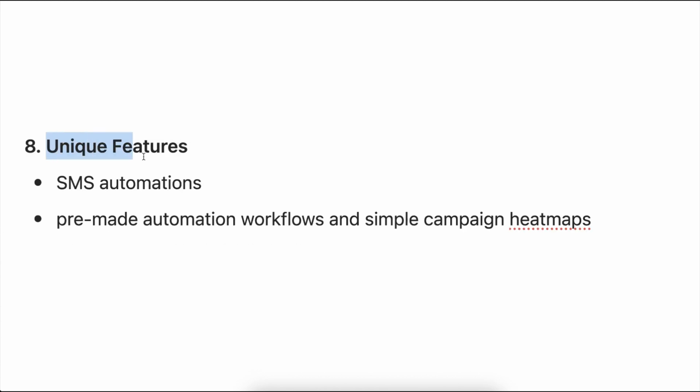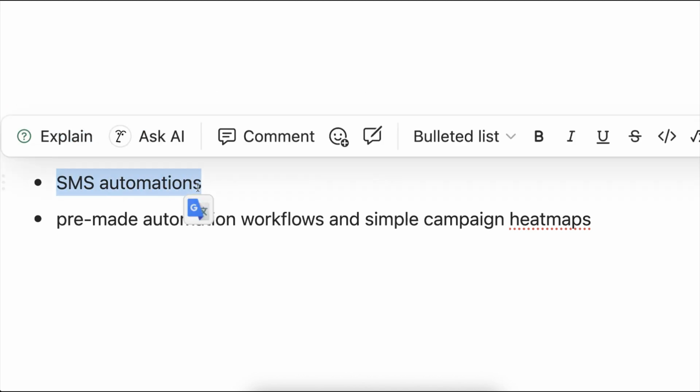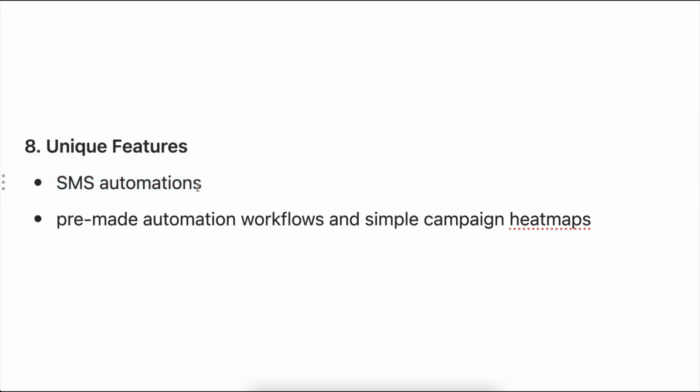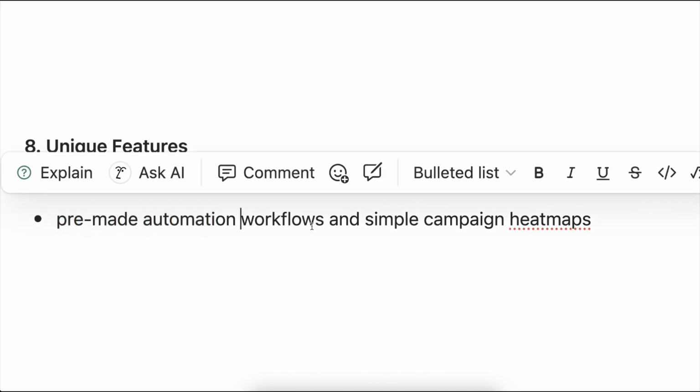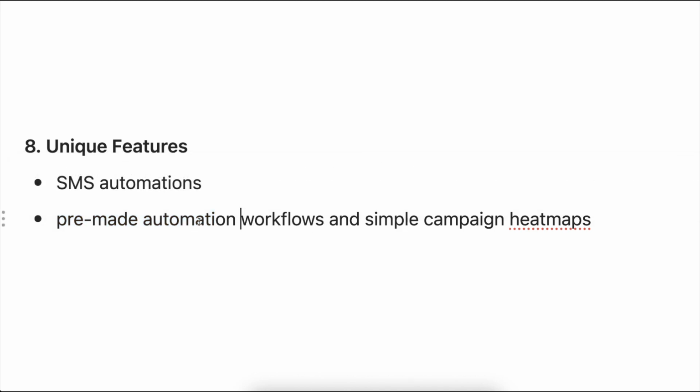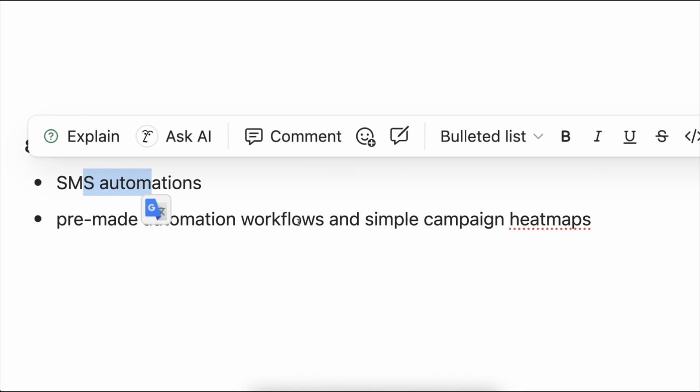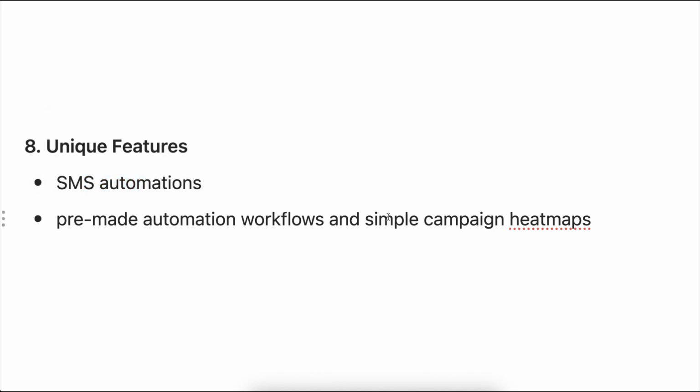A couple of unique features is SMS automation. So aside from email, you also have SMS, so you can actually do omni-channel marketing. And it has a bunch of, as I showed before, pre-made automation workflows that you can use. This includes SMS as well, so you can use both together, SMS and email marketing. And it also has heat maps when it comes to emails. You can see what people are engaging with the most.